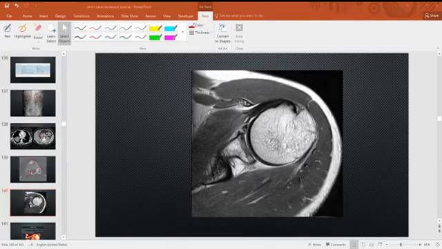What do you think? Is it a soft Bankart or a bony Bankart? Bony or not bony?